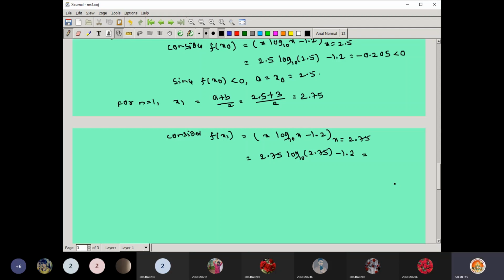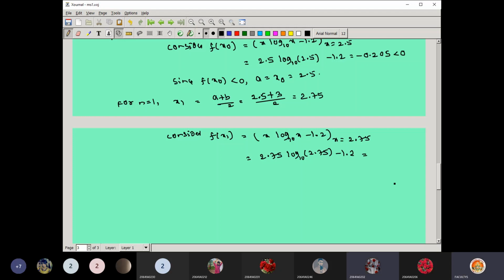Is it equal to 0, or greater than 0, or negative? Do you have the calculators? 2.75 multiplied by LOG button, again 2.75, bracket close, minus 1.2. So you are getting the answer, some 10 to the power of 3 is there, minus 3.